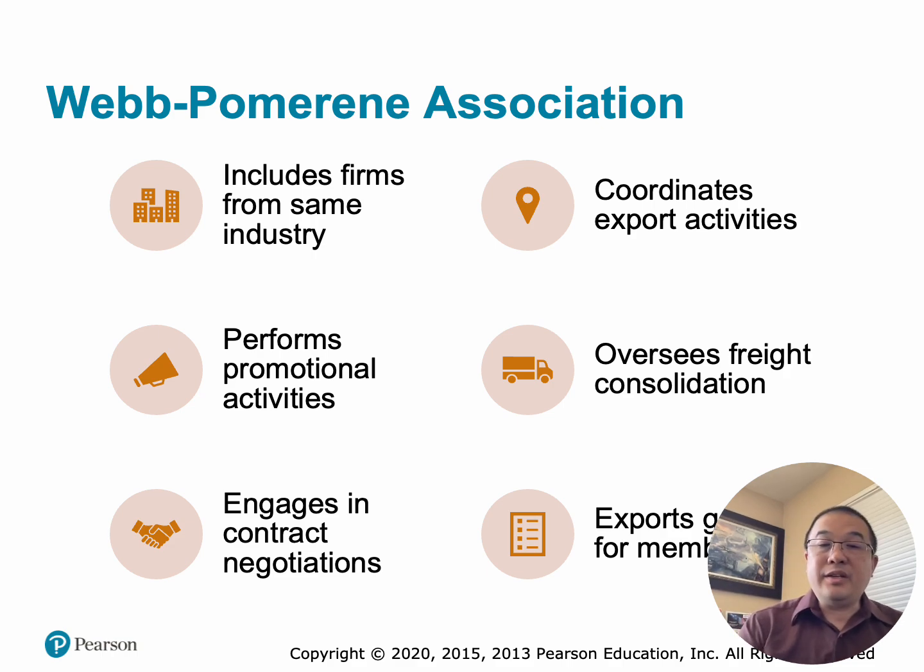They also engage in contract negotiations. So the association may negotiate export contracts on behalf of its members. A great example would be large foreign government contracts, distributor agreements, and bulk purchase contracts. The benefit here is that a larger group often has stronger bargaining power than individual firms.